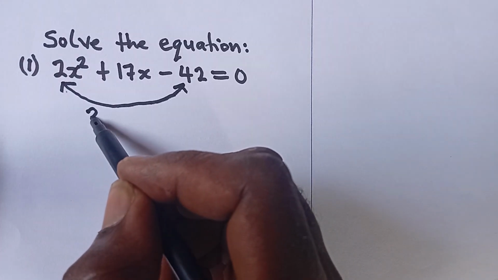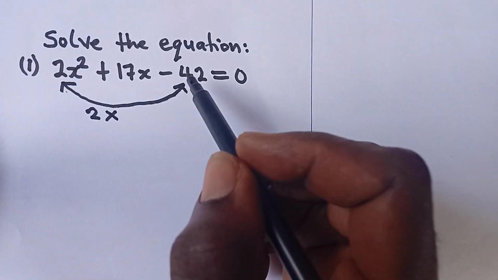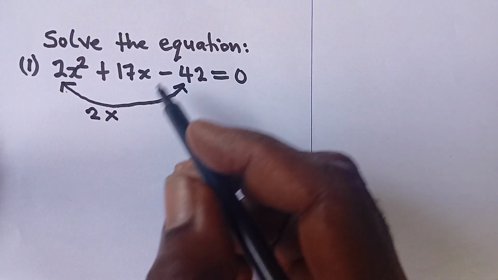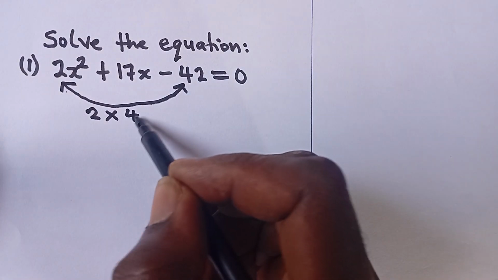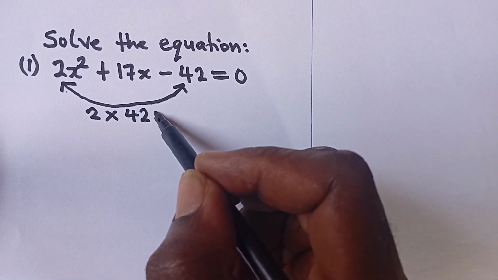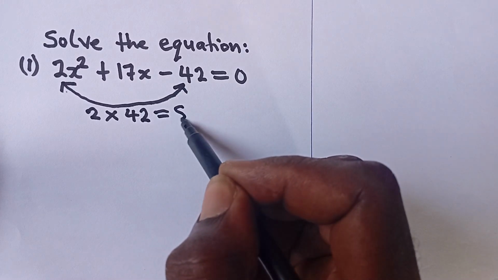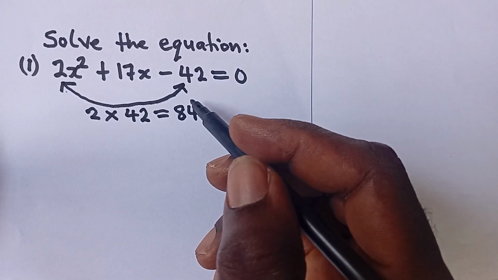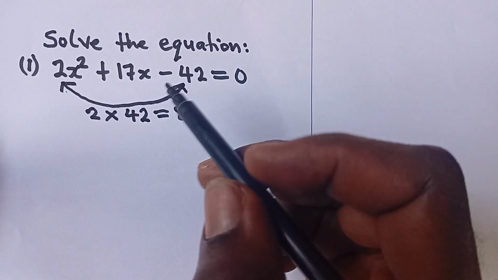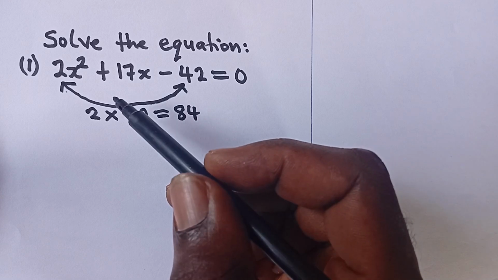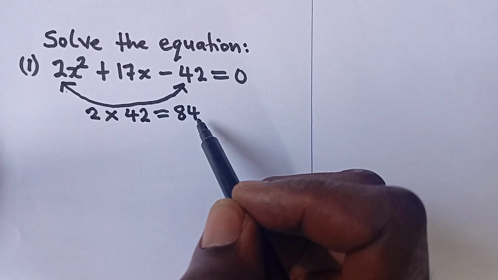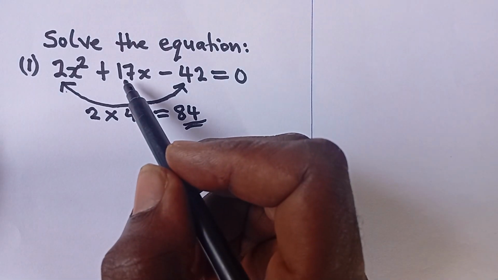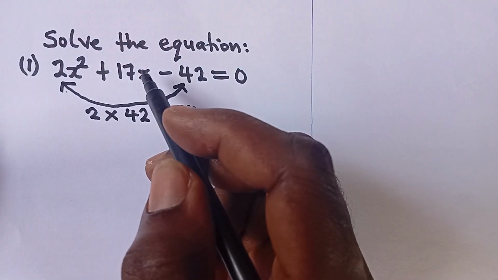So we're going to say 2 multiplied by, let us ignore the negative sign first, just take 42. So 2 times 42 will give us 84. Now the next thing that we're going to do is to look for two factors such that when you multiply them, it's going to give you 84, and when you add them, you are going to get 17.